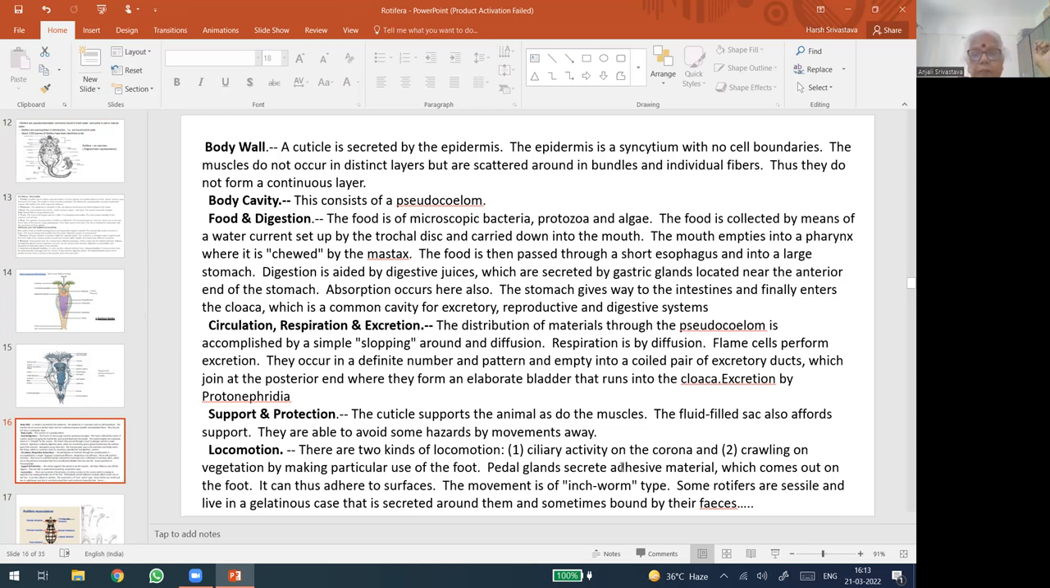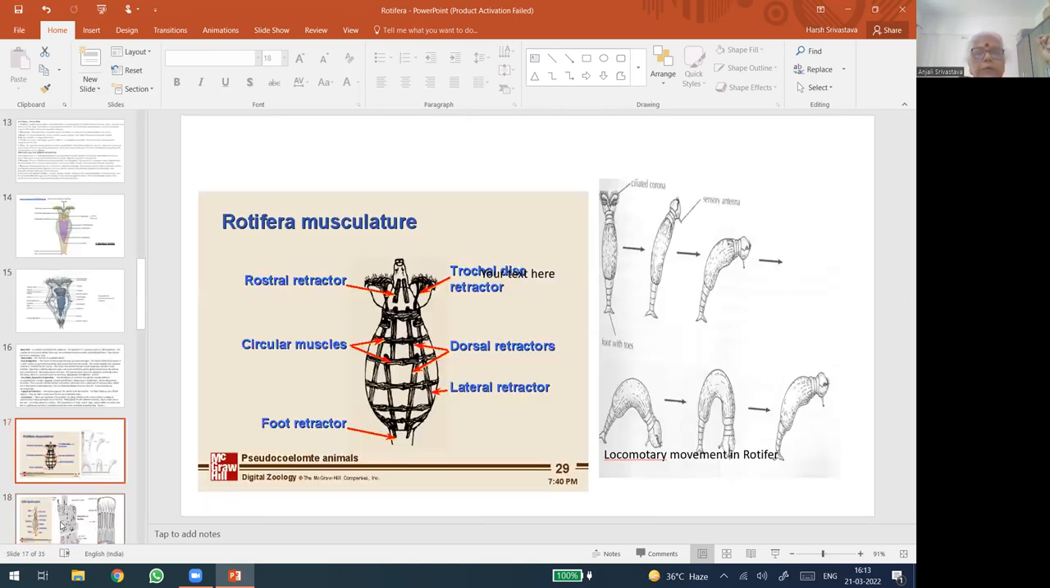Locomotion is a very important part. They show two kinds of locomotion: ciliary activity of the corona, and crawling on the vegetation by making use of the foot. That is the inchworm movement that we have seen in the very beginning. Pedal glands secrete adhesive material which comes out on the foot, and it can thus help in adhering the animal to the surface. The movement is of inchworm type. Some rotifers are sessile and live in a gelatinous case that is secreted around them, and some build tubes by binding their feces. So this is the musculature in bands, these are the different sets of bands forming the musculature of the rotifera.